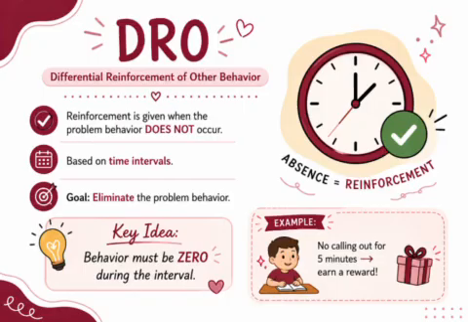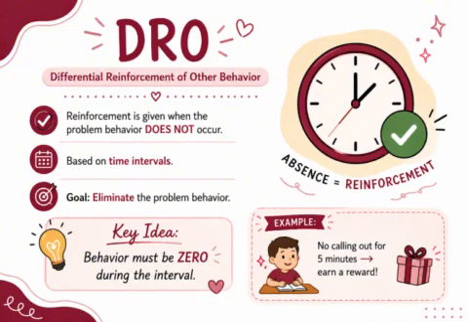All right, let's get started with DRO, which is differential reinforcement of other behavior. In this procedure, reinforcement is given when the problem behavior does not occur. So you want to eliminate it so it doesn't occur at all. And this is going to be based on a time interval. Again, the goal is to eliminate the problem. So you're going to specify a time, and in the absence of the behavior, reinforcement is going to be provided. An example for a DRO procedure is no calling out for 5 minutes.